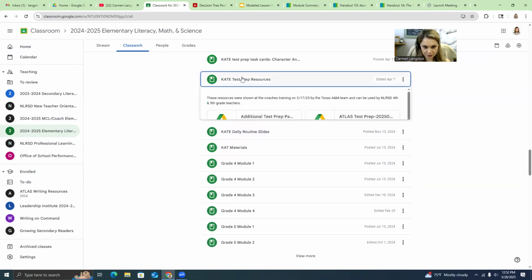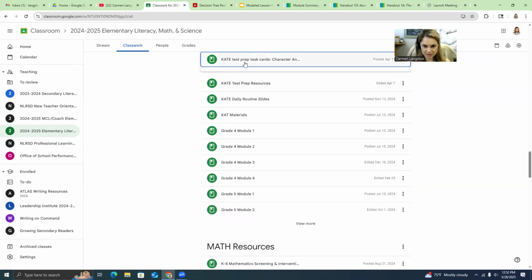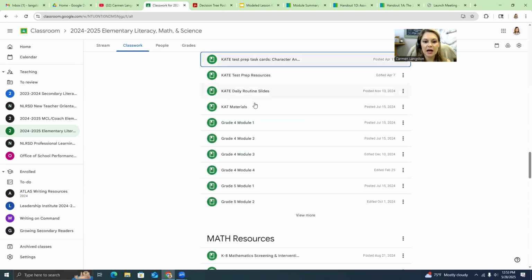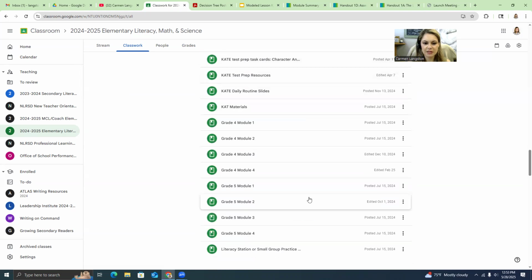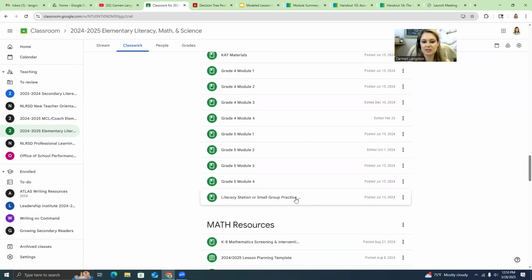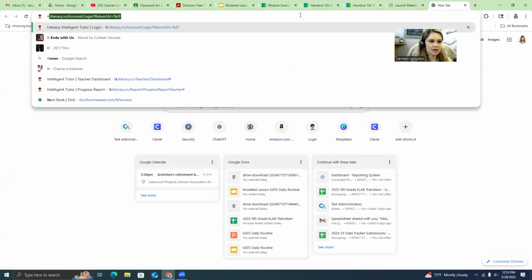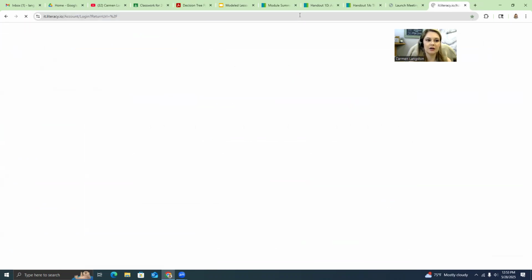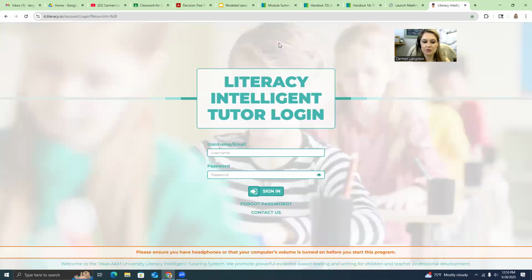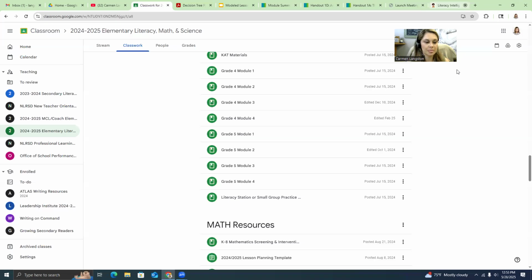For the later part of the year, we have some test prep resources and test prep task cards. I think that's pretty much everything that's in here. Oh, and we have some station ideas or small group practices. So all of that is there. You can also find all of this by going to their website, it.literacy.io. You likely have an account from when you first signed up. If you need to do the forgot password, you can do that. Otherwise, just log in, and all of the resources that I just showed you are under teacher resources.